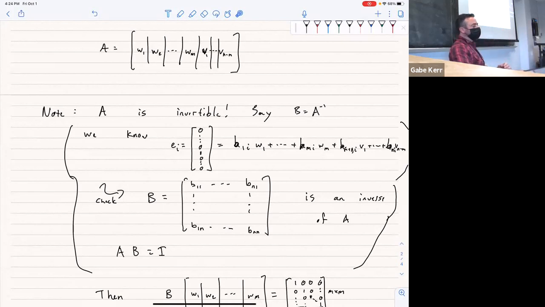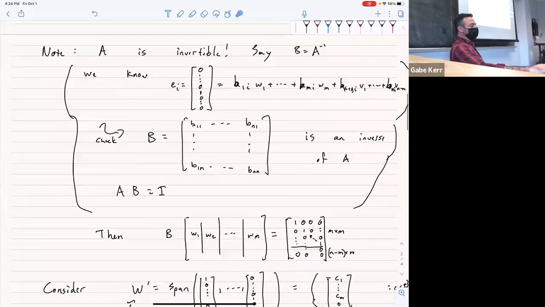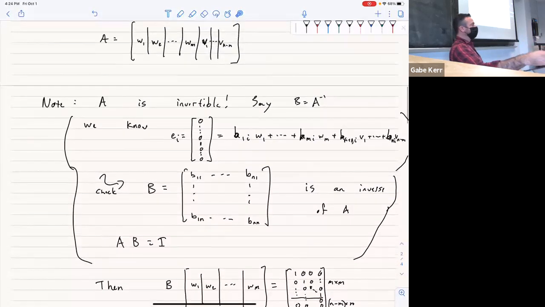Short answer, no, I don't think you need to. When I'm grading this, I'm happy to just see you say it's invertible. If you have a theorem you can cite, that'd be great. Or a proposition.